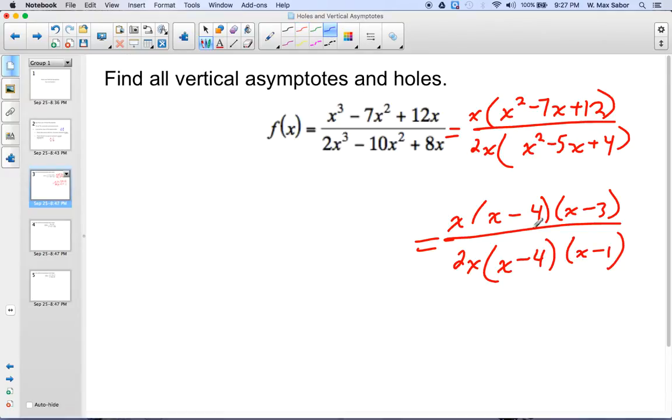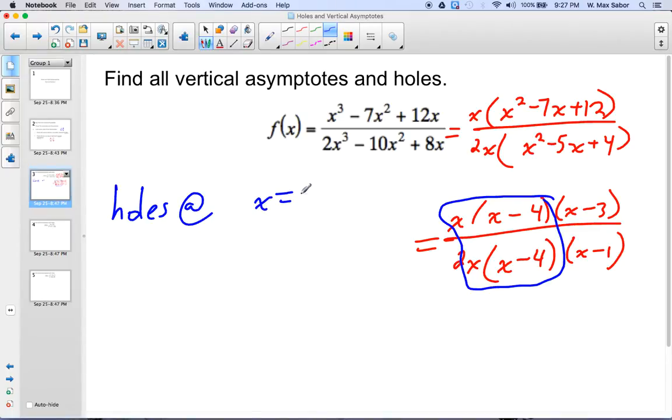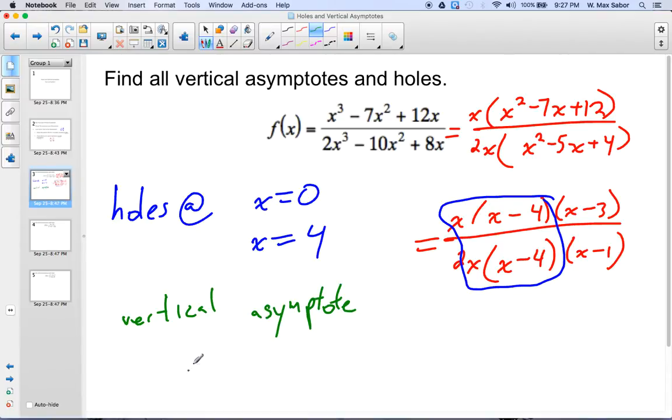So, what are the vertical asymptotes and the holes? Well, there are two holes because the x's will cancel and the x minus 4's will cancel. So there are holes at x equals 0, that's what the x and x have, and x equals 4. The vertical asymptote is at x equals not 3 but 1 because we just care about the denominator. So that's what we have there.